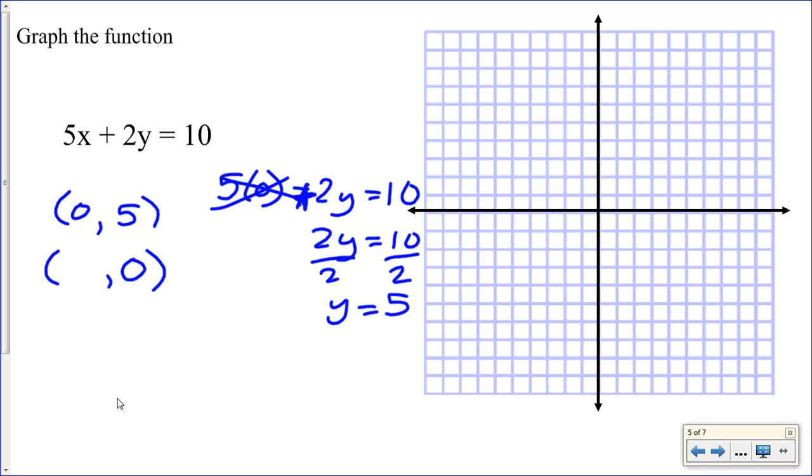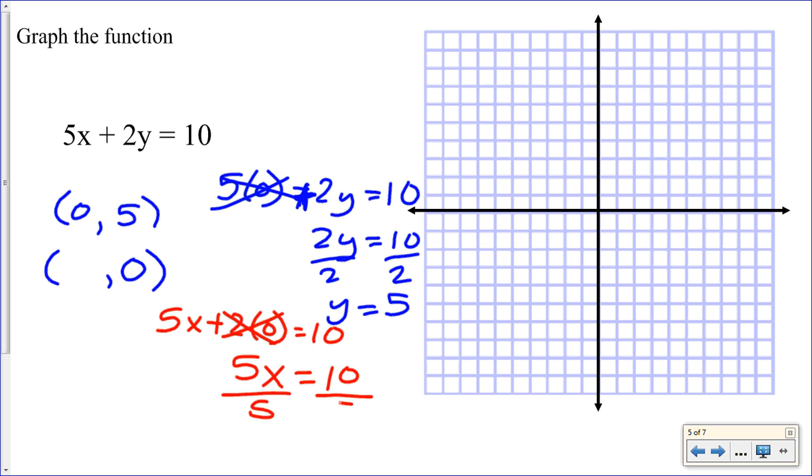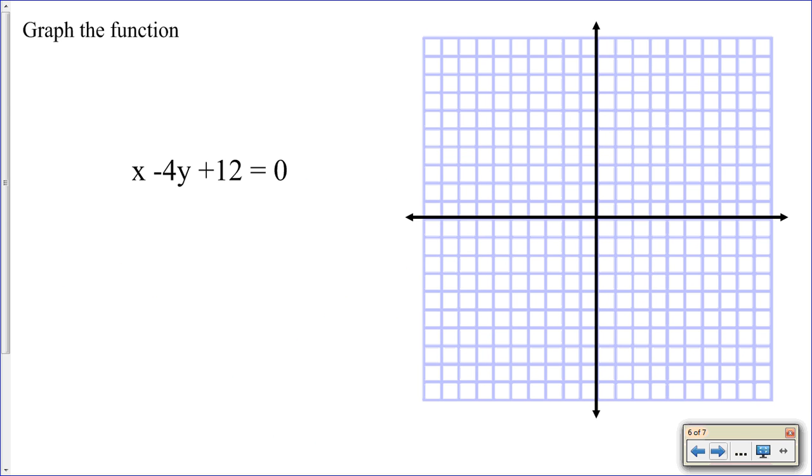And I'm going to do the y. 5x plus 2 times 0 equals 10. That's 0. 5x equals 10. Divide by 5. And x equals 2. 0, 5 is right there. And 2, 0 is right there. And there's my line. Okay. Let's try one more. Why don't you give this one a try?